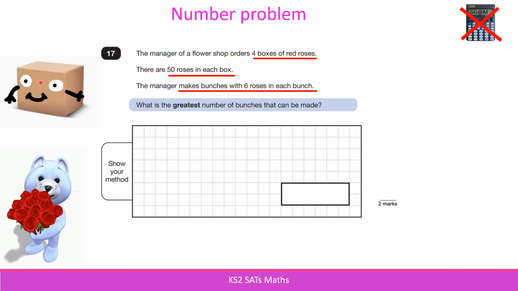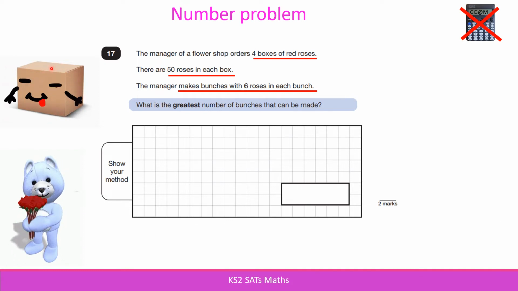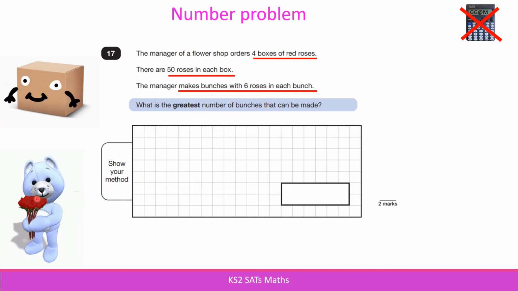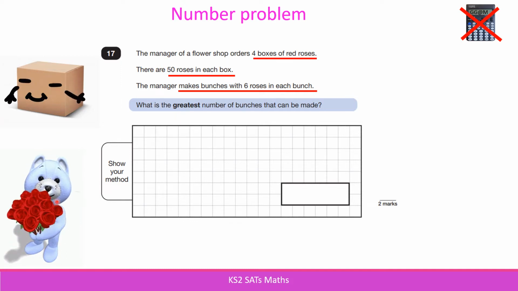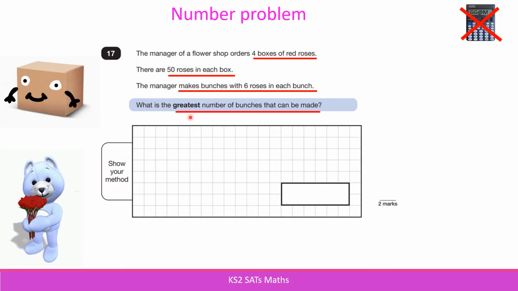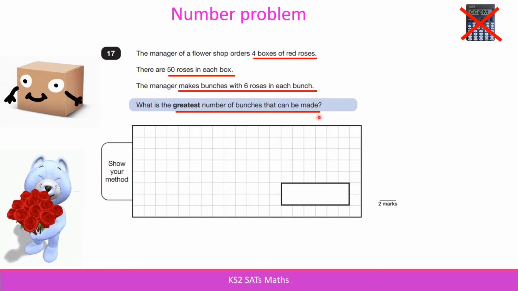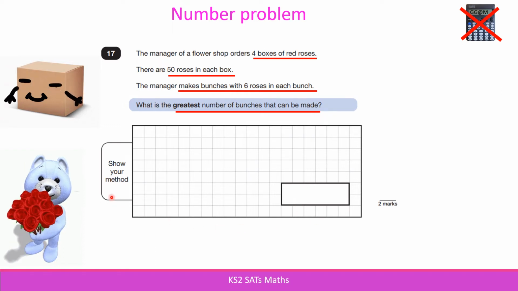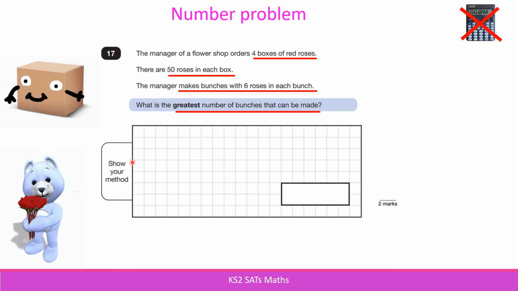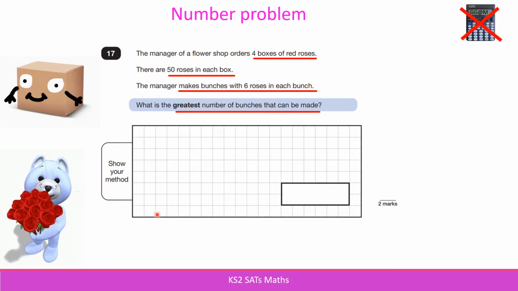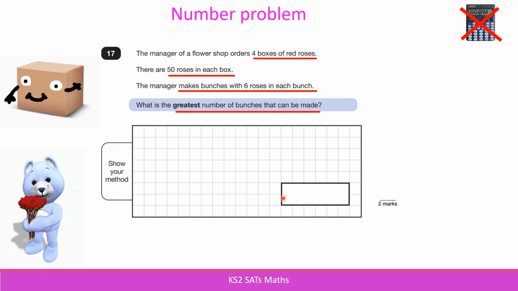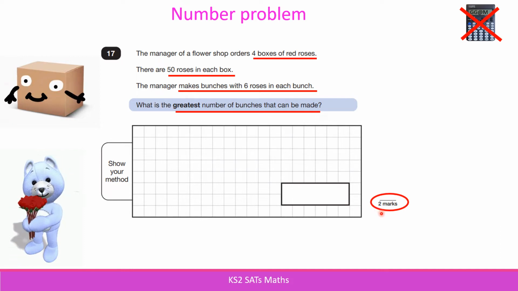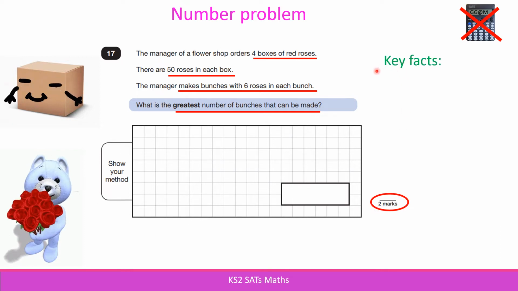So in the box, you have got 50 roses, you have got 4 boxes, and one bunch of flowers has got 6 roses in it. You've got to work out the greatest number of bunches that can be made. Your answer needs to go in this box here, and you must show your working out here. So it says show your method. So your method needs to be written in this box here, with the answer in this final box down here for 2 marks.